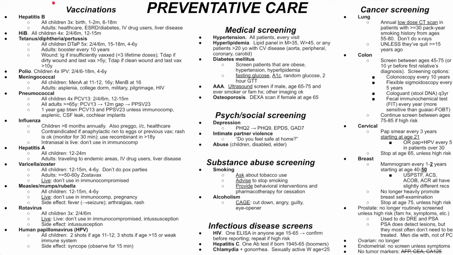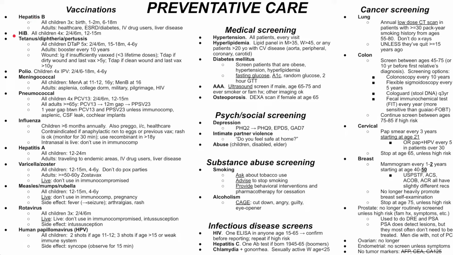Lastly, let's talk about this vaccination column. Now, this is vaccines in both adults and children. Start with hepatitis B. Hepatitis B is a vaccine given to all children. There are 3 doses. You give the first dose at birth, so that's at the hospital before the kid goes home. You give the second dose between 1 and 2 months, and the third dose between 6 and 18 months. In adults, you especially want to make sure they've been vaccinated for Hep B as a kid. If they haven't, and if they work in healthcare, if they have end-stage renal disease or diabetes, if they're IV drug users, or if they have liver disease, you want to make sure they're vaccinated for Hep B.